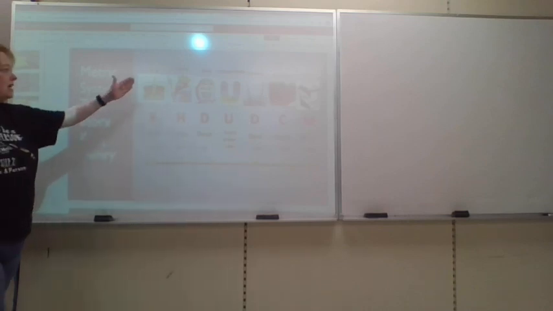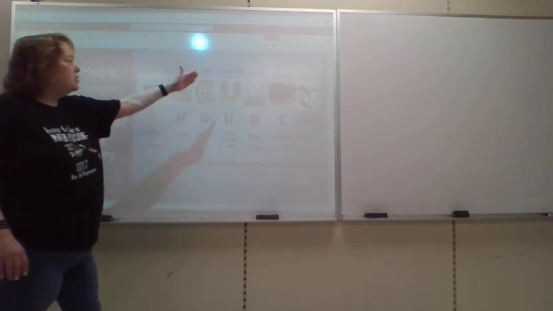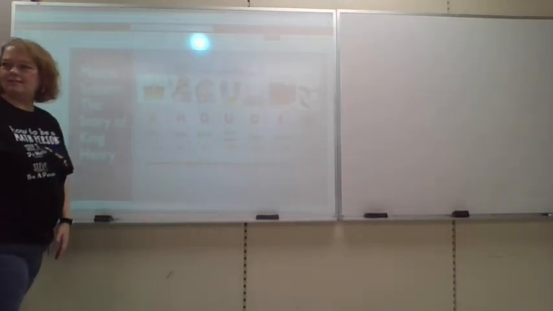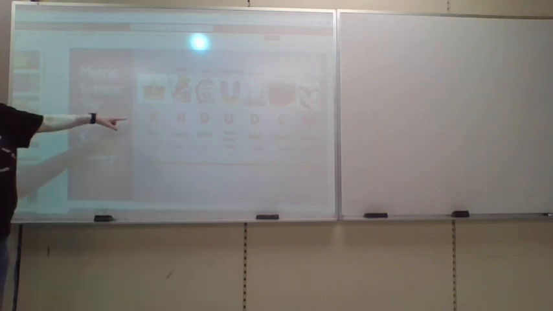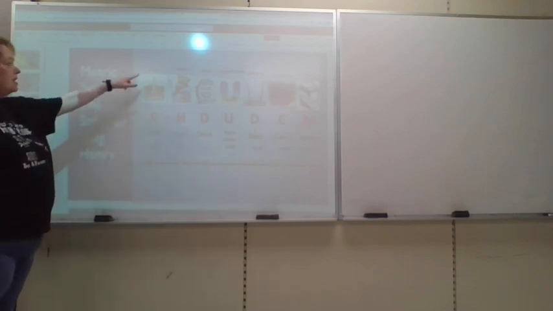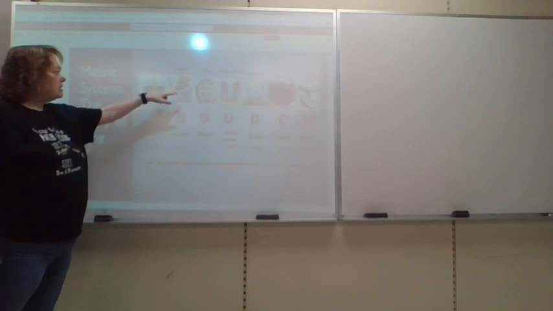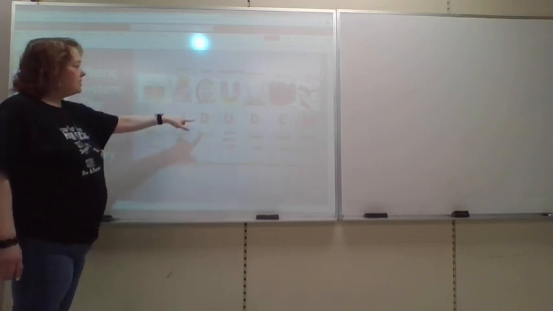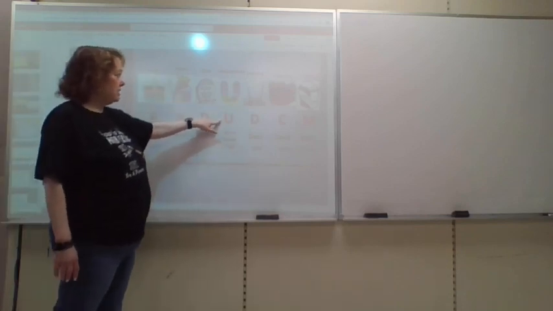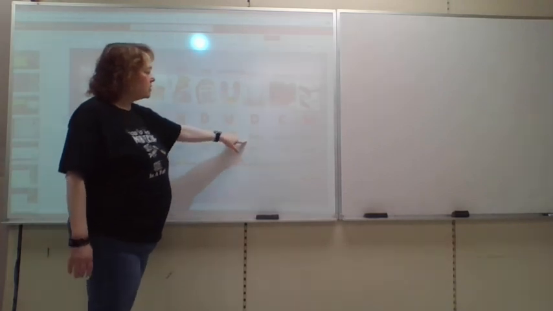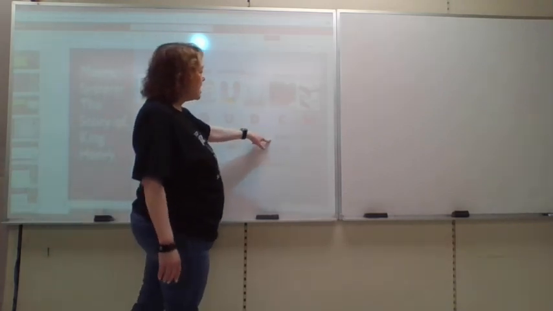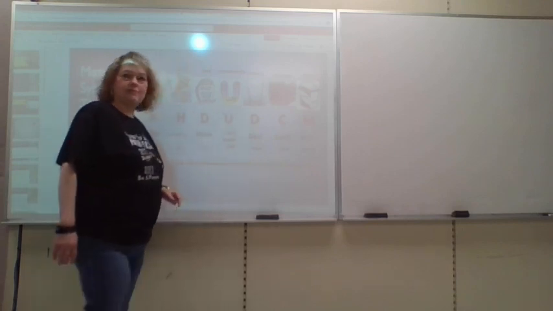Not sure if you guys have heard about this, but I like to do the metric system by the story of King Henry. Have you guys heard about that? King Henry died unexpectedly drinking chocolate milk. So, K is kilo, H is hecto, D is deca, U is the unit, D is for deci, C is for centi, and M is for milli.